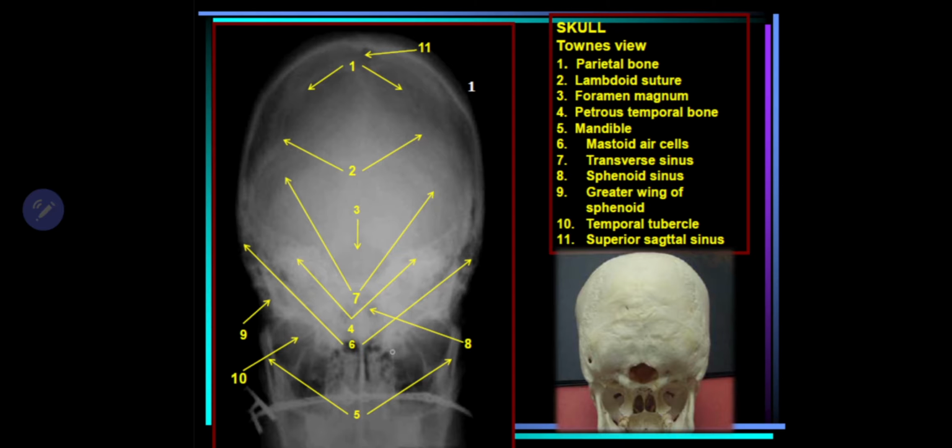Next, this is the transverse sinus. This is how the transverse sinus traverses. This is the area of the sphenoid sinus. This is the greater wing of the sphenoid. And this is the superior sagittal sinus.